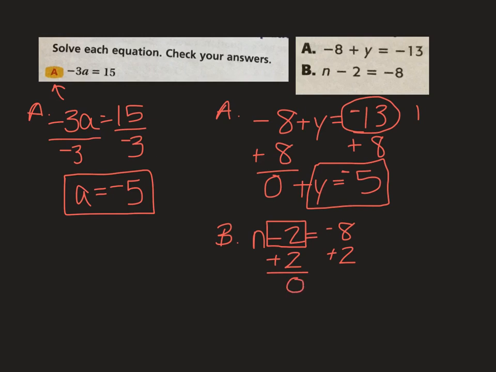Negative 2 plus 2 gets me to 0. If the signs are the same, find the sum. If the signs are different, find the difference. So I'm going to subtract. 8 minus 2 is 6. The negative is the larger number, so it's going to be negative 6. So n is equal to negative 6.